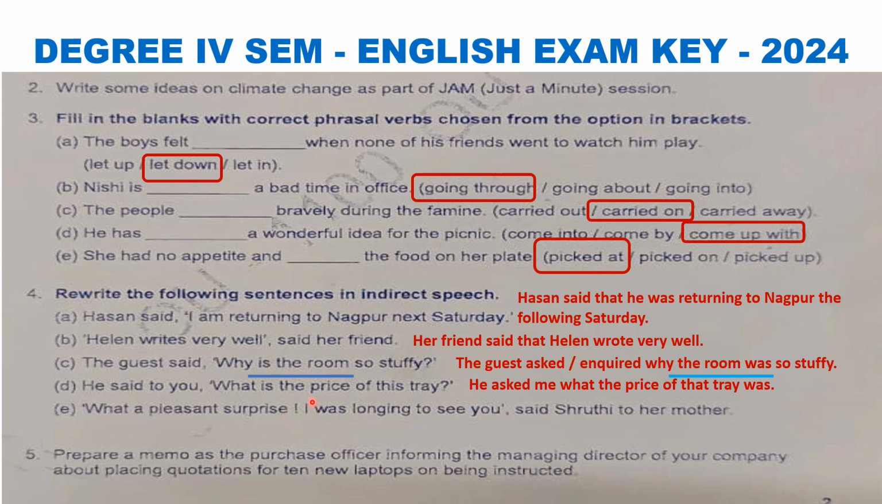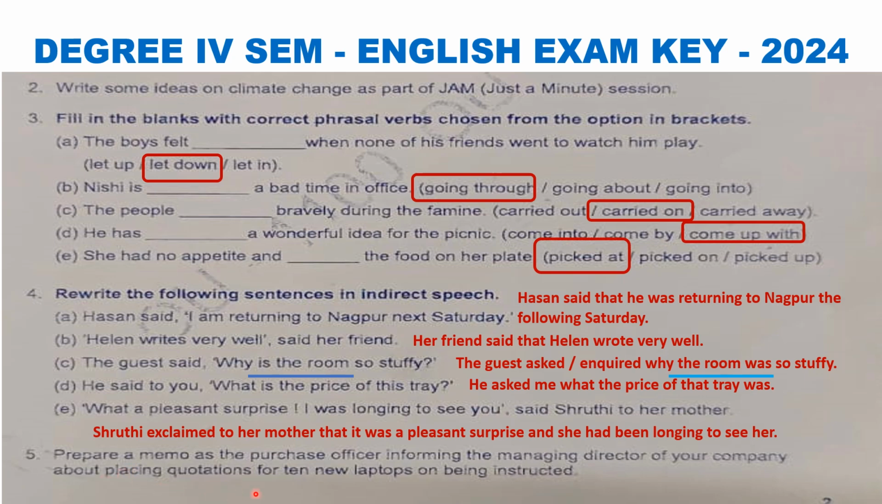So whenever you are reporting an exclamatory sentence, your reporting verb should be exclaimed. Shruti exclaimed to her mother that it was a pleasant surprise and she had been longing to see her. Was longing, this past tense, becomes past perfect: she had been longing to see her.